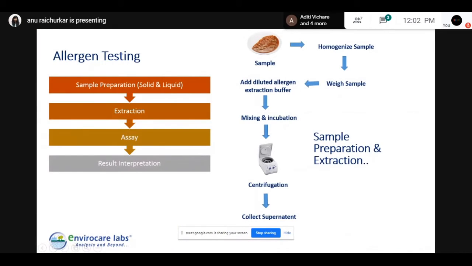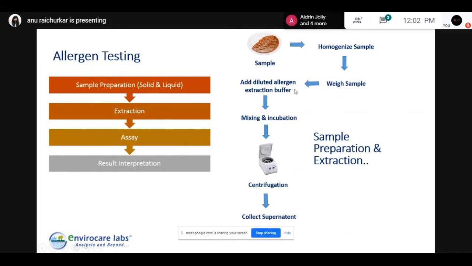So for allergen testing, the process flow is that whether it is a solid sample or a liquid sample, the sample has to be subjected to homogenization and then extraction. Then we run the ELISA test and the results are interpreted. So how exactly do we go about sample preparation? I've just given an example for a ready-to-eat product. First, it is homogenized. Then the sample is weighed.